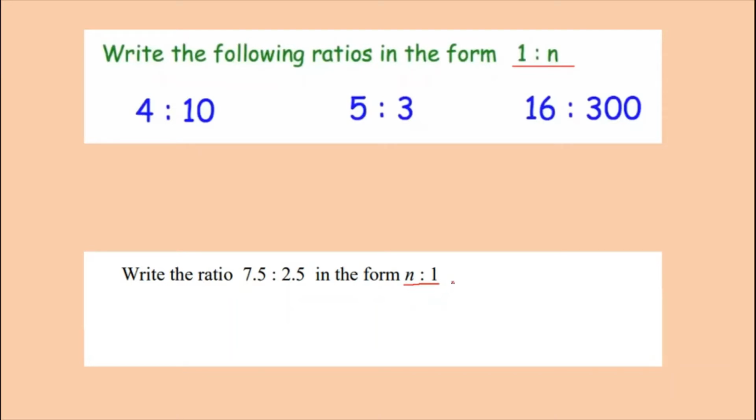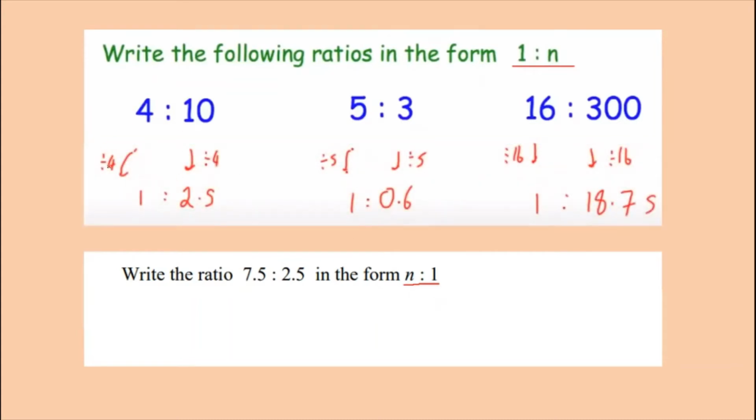Okay, here are your answers. In the first one, I divided by 4 and got 1 to 2.5. The second, because I had a 5 at the front where I wanted the 1, I divided by 5, 1 to 0.6. The final one here, divided by 16 to get 1 to 18.75.